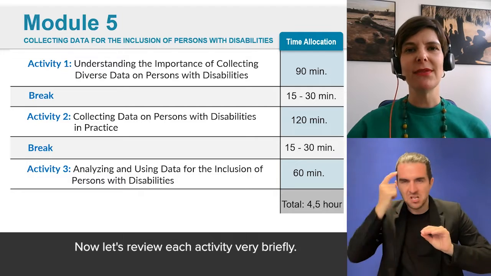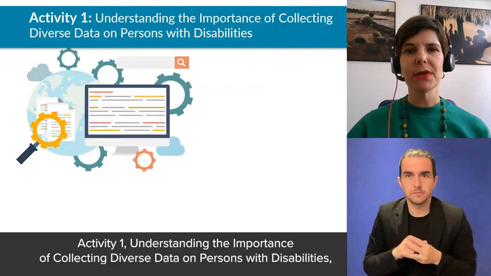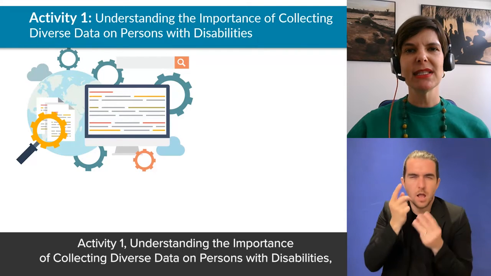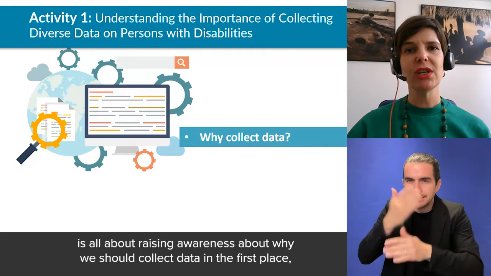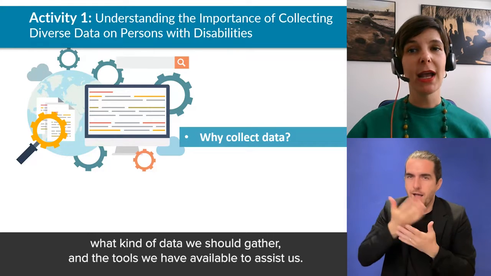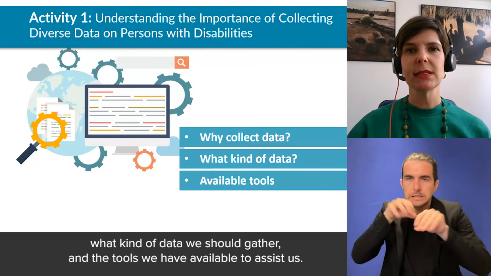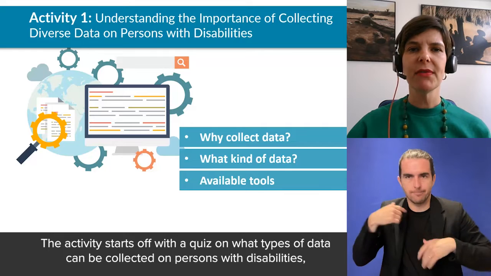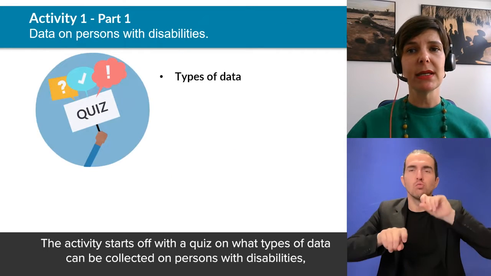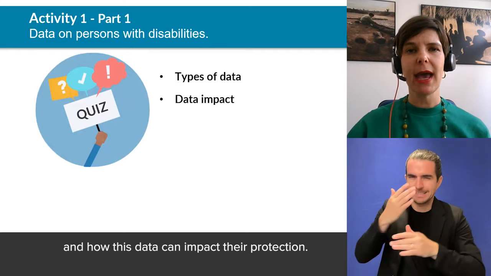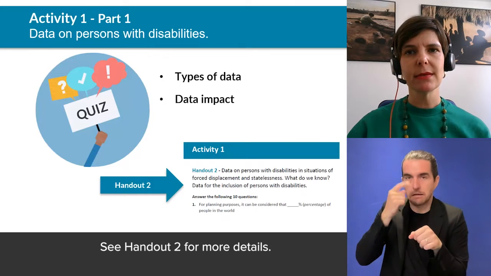Now let's review each activity very briefly. Activity 1, understanding the importance of collecting diverse data on persons with disabilities, is all about raising awareness about why we should collect data in the first place, what kind of data we should gather, and the tools we have available to assist us. The activity starts off with a quiz on what types of data can be collected on persons with disabilities and how this data can impact their protection. See Handout 2 for more details.